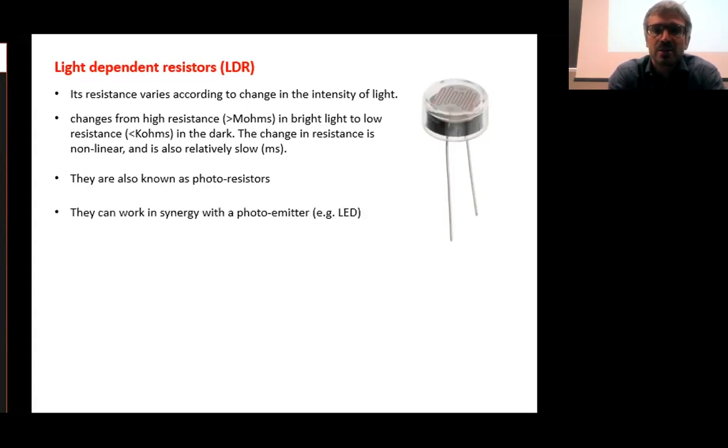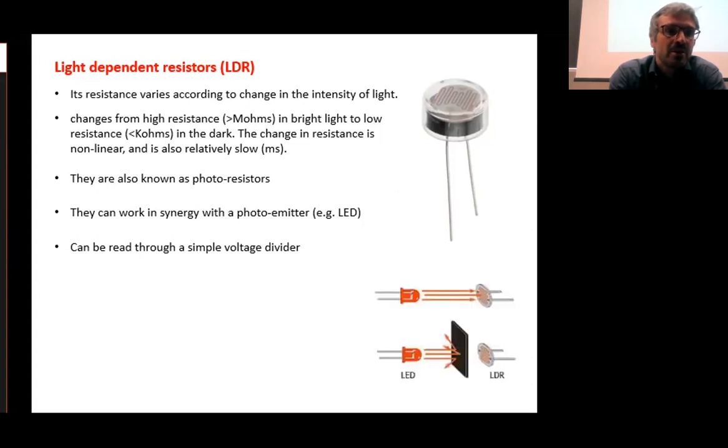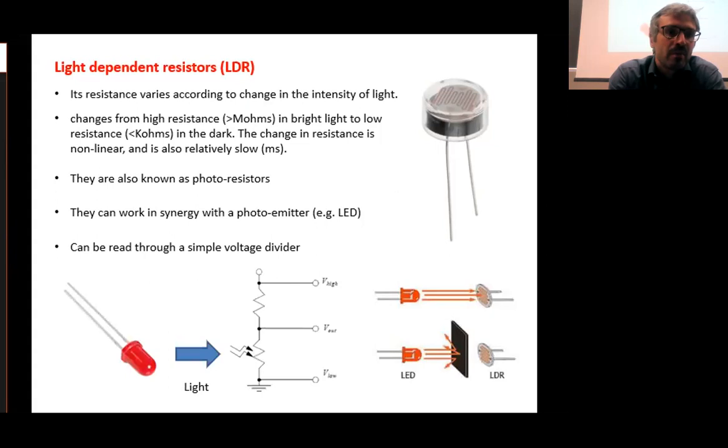They are known as photoresistors, and in general, they work in synergy with a photo emitter like an LED, and they are very simple to read. They can be read, as in the case of a potentiometer, from a very simple voltage divider. So the LED creates the light, which then influences the resistance of the light dependent resistor, and this output voltage goes up and down according to the change in resistance of this element.